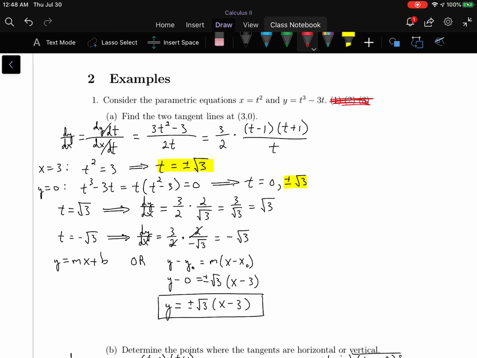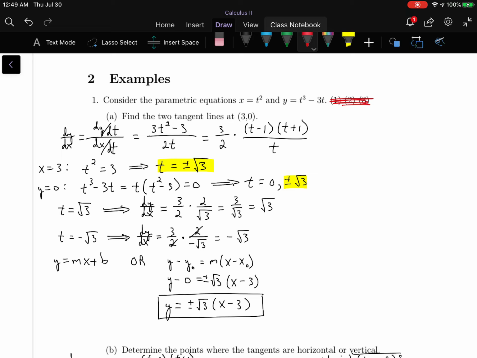We want to find the two tangent lines at the point (3, 0). So the first thing is to figure out, well, what is the slope of the tangent line at that point? Now dy/dx is what we need because we learned back in Calc 1 that is the slope of the tangent line, but y is not a function of x. They're both functions of t, and so you need to somehow get dt in there, and the way you do that is by rewriting dy/dx as dy/dt over dx/dt.